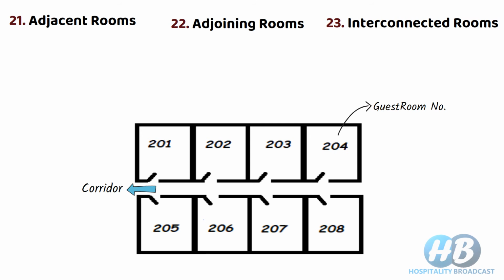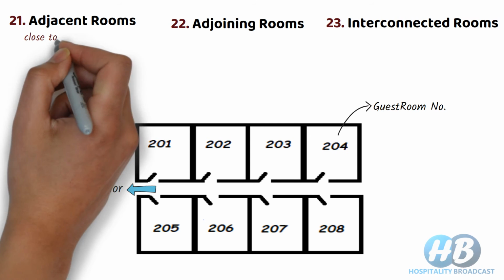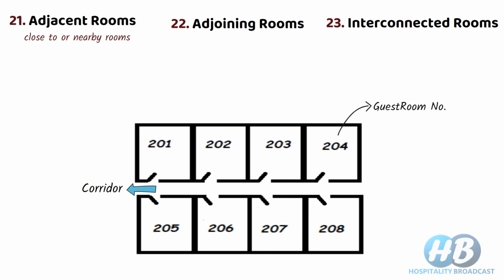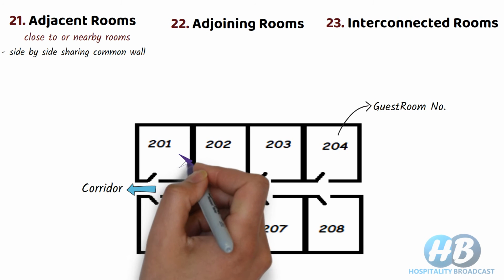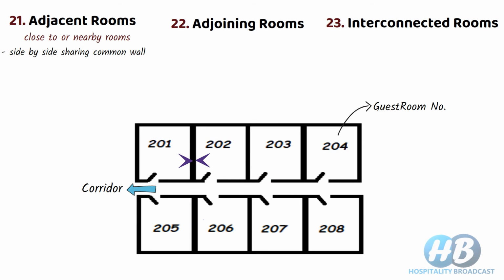Adjacent rooms. Here, adjacent means close to or nearby rooms. Rooms which are next to each other. These rooms might be side by side sharing a common wall, like in case of 201 and 202. These share a common wall. Similarly, 202 and 203 or 206 and 207. Well, you understand what I mean.